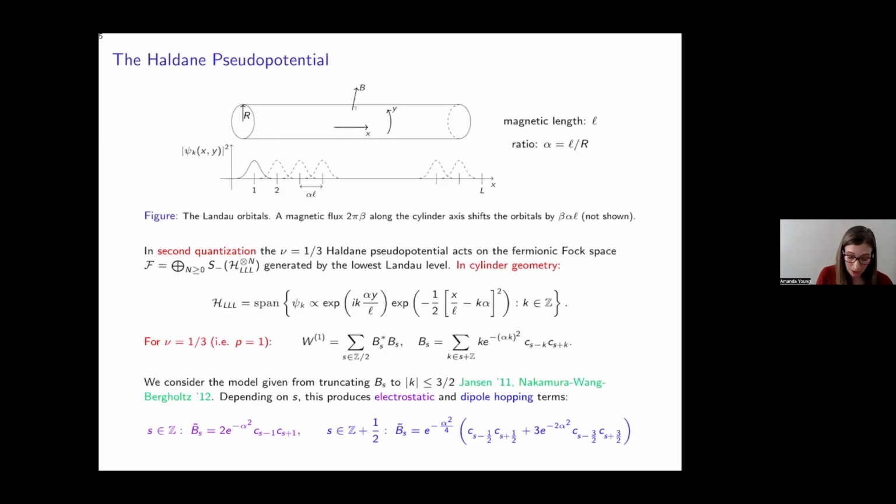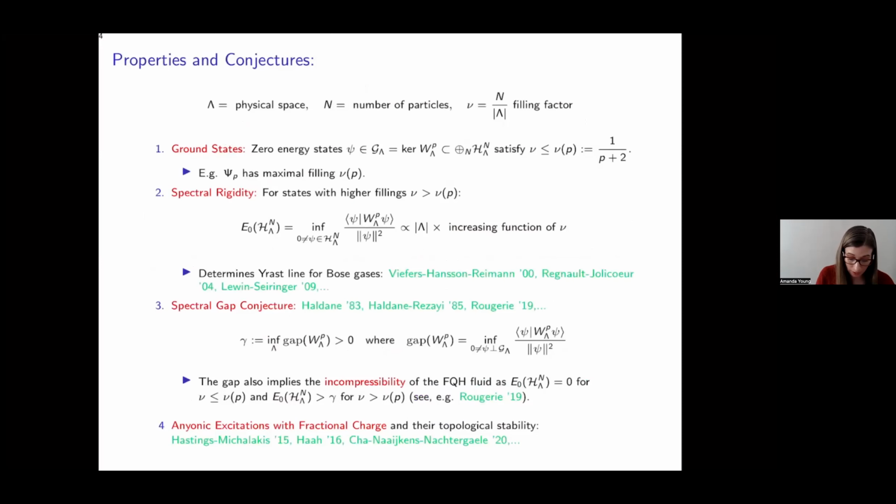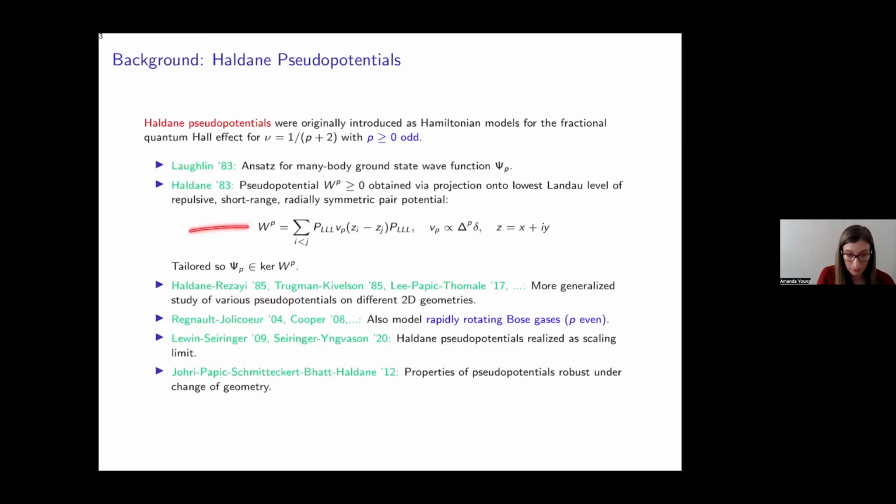So this one-dimensional lattice model really just comes from applying the second quantized formalism to the Haldane pseudopotential. Here, and Jakob could maybe correct me if I'm misspeaking, this is the full two-dimensional system for the cylinder geometry. So all we've done is rewritten this.